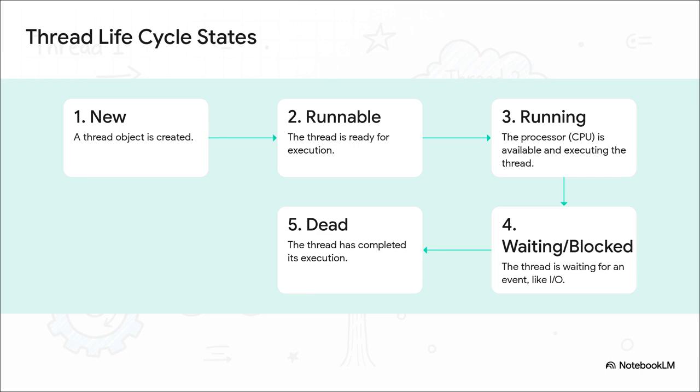So first, a thread is new. Think of it like this. Our chef is hired, they've got their uniform on, but they haven't clocked in for their shift yet. Then they become runnable. They're in the kitchen, apron on, ready to go, just waiting for an open cooking station. Once the CPU gives them a job, they're running. They are actively cooking. But sometimes they have to go into a waiting or blocked state. Maybe they're waiting for the oven to heat up or for another chef to pass them the salt. And finally, once their task is complete, the thread is dead. Shift's over, they've gone home for the night.